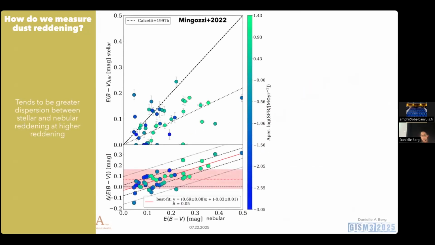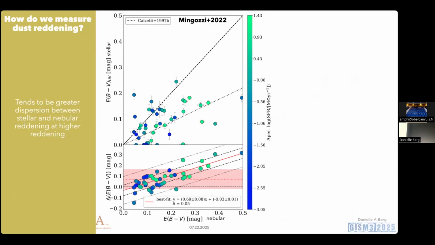And then when we do this for the nebular gas, we typically do that from the Balmer decrement, the theoretical ratio of the hydrogen Balmer lines compared to what we observe. And Matilda Mingozzi looked at this again for the CLASSY sample and found that there was a pretty big scatter when we compared what we measured from the gas to what we measured from the stars. You can see here that from the 1-to-1 line, there's quite a bit of dispersion.